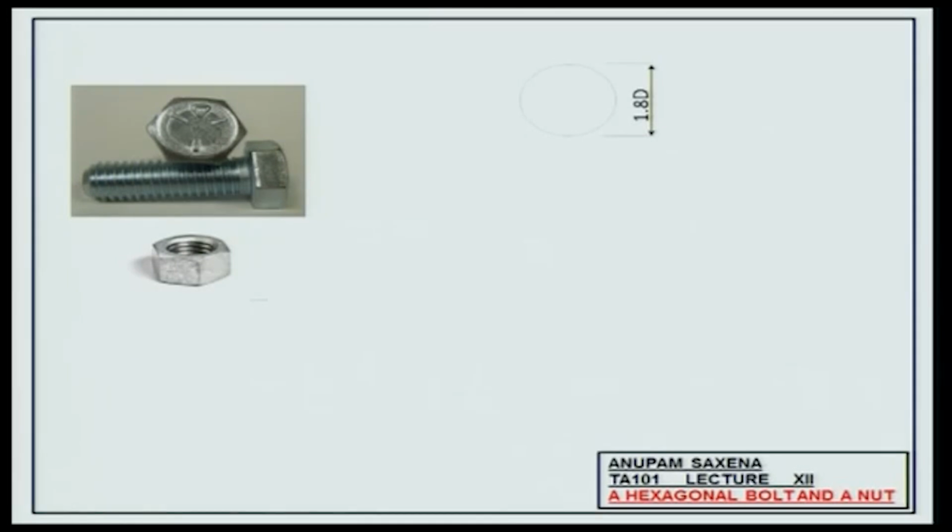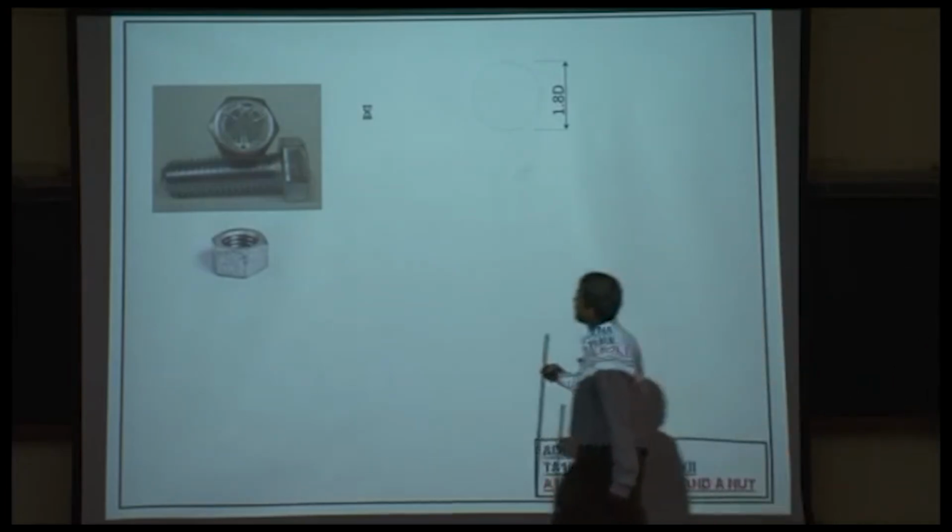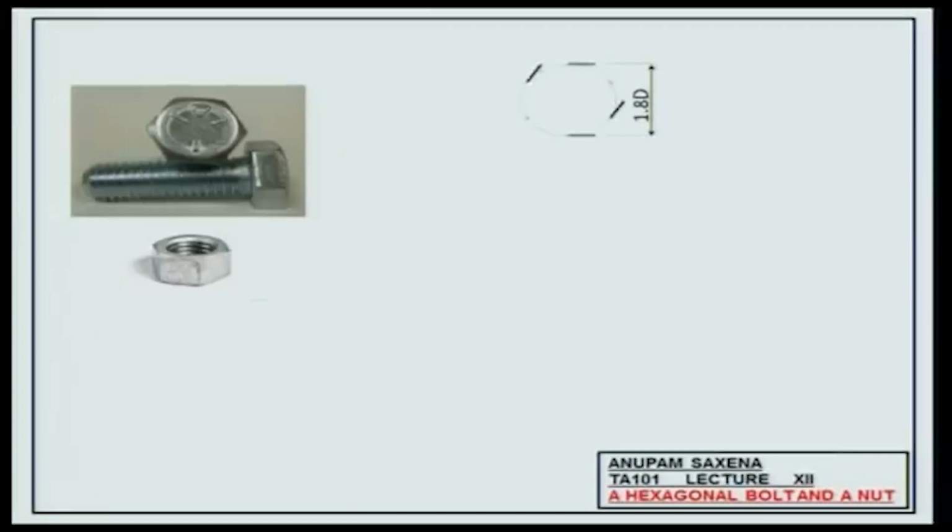Okay, so start with the top view. Imagine that you're looking at the bolt from this direction in the top view. Start with a circle with 1.8 times D, where D is the diameter of the shank. Draw a hexagon. The vertex to vertex distance is 2 times D. The face to face distance is 1.8 times D. Your top view is not yet over, but I have started with the front view. Take the projections.